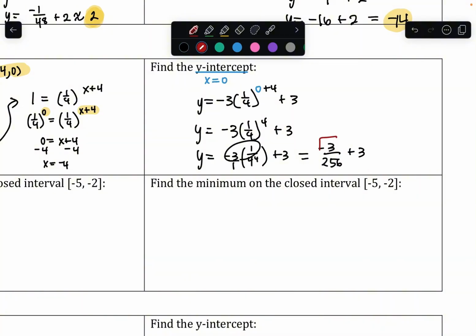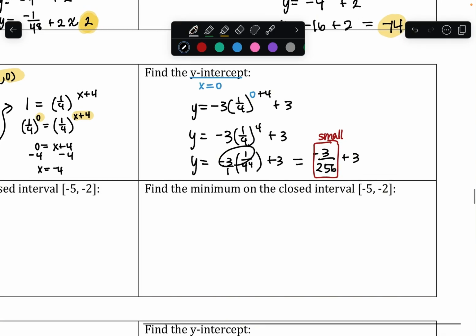Again, that is a very, very, very small number. And so we're subtracting a very small number from 3. And so if you type that in your calculator, it's going to round to 3. It's 2.988, which again rounds to 3. And so we would just say 0, 3 after the rounding.